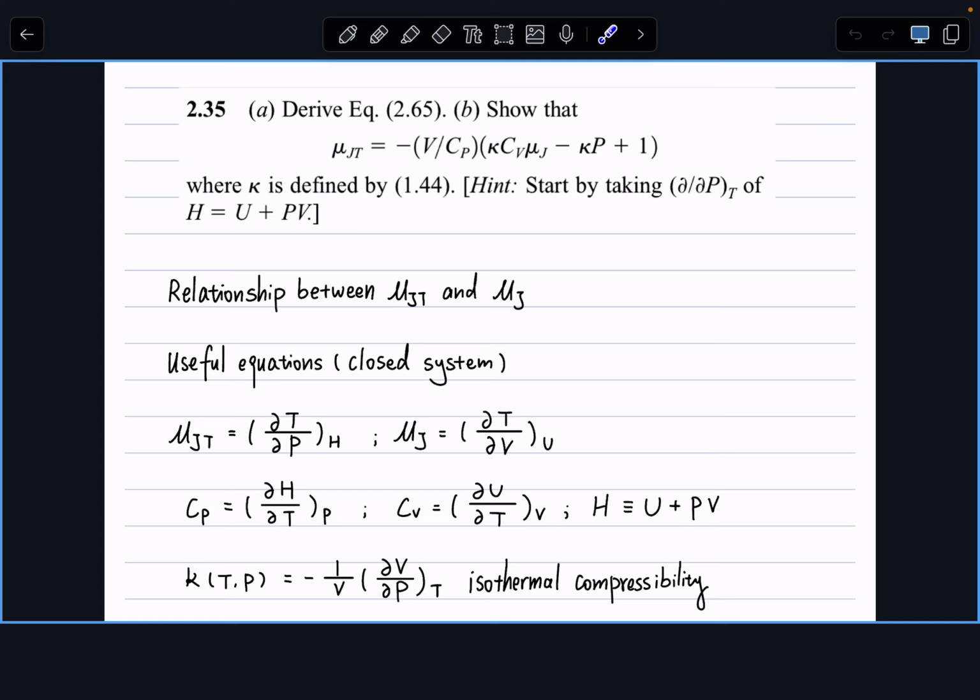Some of them are pretty obvious. Like this volume term is already set, so I call this one checked. My volume equals volume. My dP over dP cancels out. And then we have two more terms we're trying to prove here.